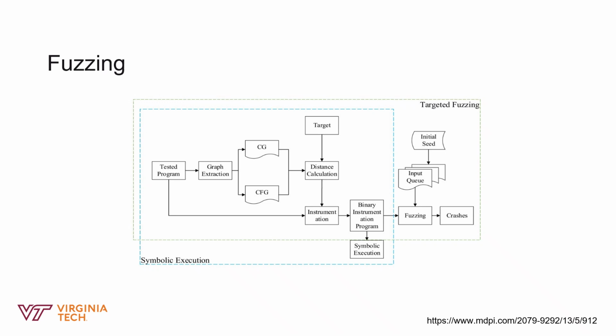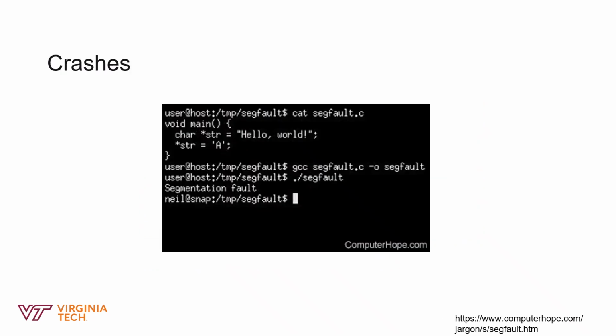So why do we care about crashes? Well, as we said before, they're an easy way to detect possible security violations. If a program crashes, that's very easy to detect on modern computers.